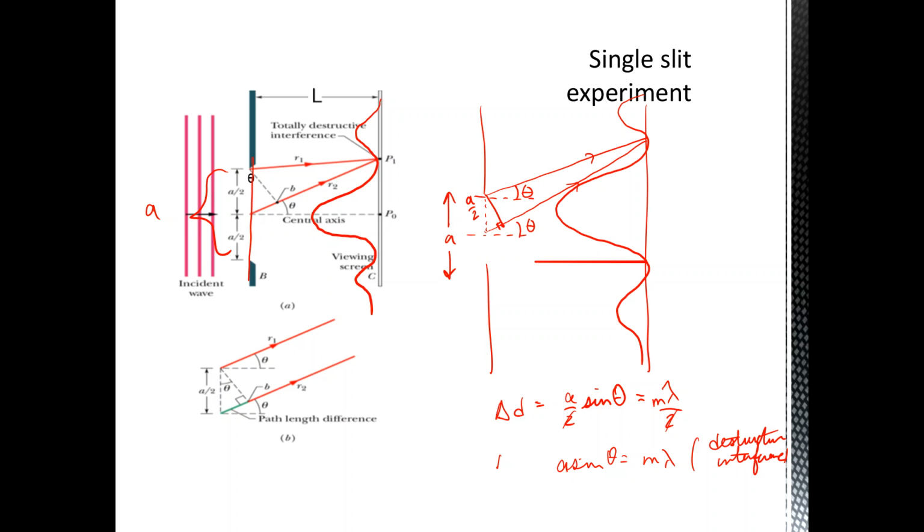So what I would get is that the path length difference, A over 2 sine theta, is equal to m lambda. And if I just move my 2 over, I'm going to get A sine theta is equal to 2m lambda for constructive interference.